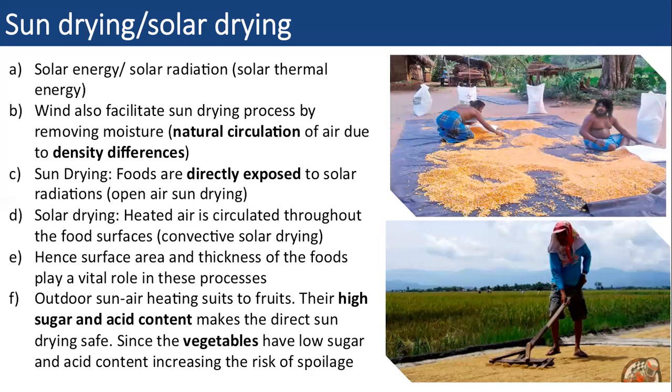It's natural circulation. If we have only solar energy, sunlight, it will take much time for the drying process. But normally we have wind. As a result of that airflow, it will naturally absorb water into the air and remove the water from the food. So both solar energy and wind facilitate natural and solar drying.